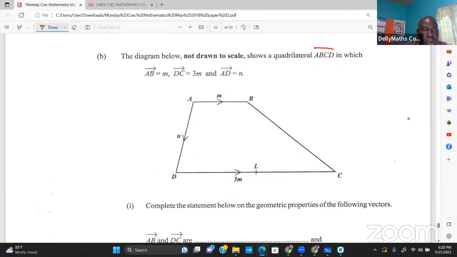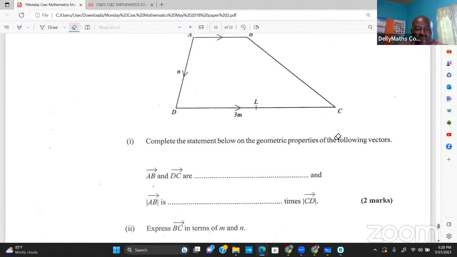Look at this one, it's going down. This one is going that way. Make sure you take note. Because when you're moving, the moment you realize that you're going to go opposite to that arrow, you change the sign, right? So let's see what they want from us. First question.